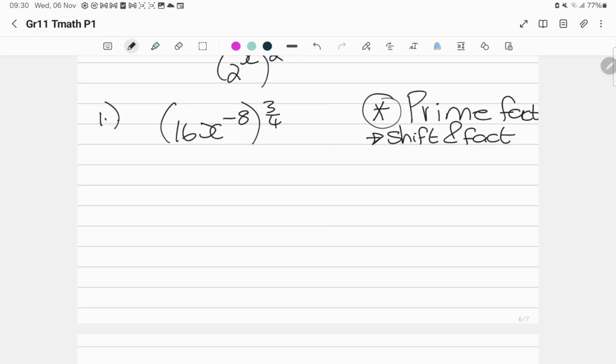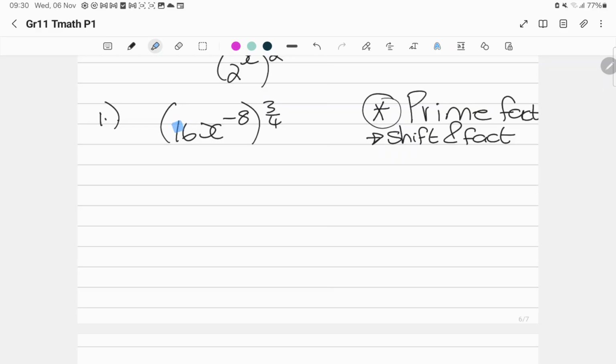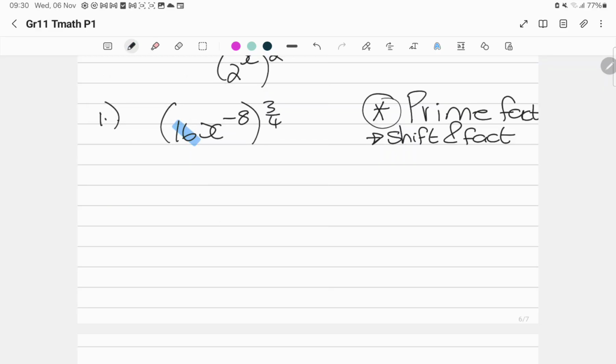It's basically one bracket and I have to multiply it in. But before I can multiply it in, I must first make sure, do I have my prime factors? Now obviously 16 is not a prime factor yet. So what do I need to do? I need to go and shift fact that. So I'm going to say 16 into my calculator, equal, shift, and then fact, which gives me 2 to the power of 4. So that's your first step always. With these questions, you always start by getting your prime factors.